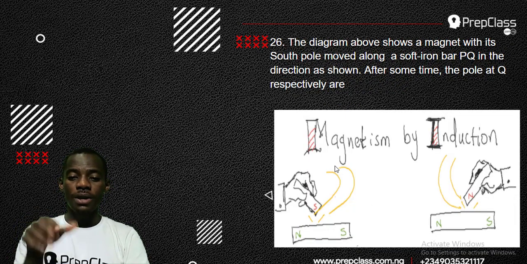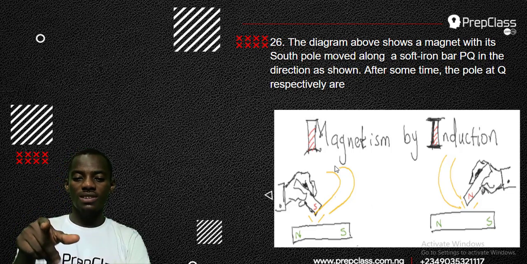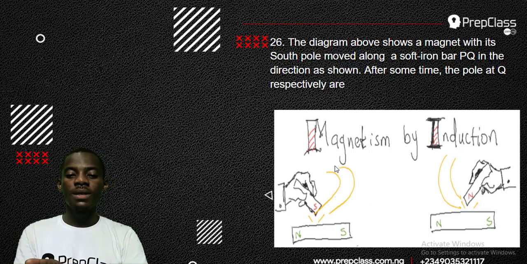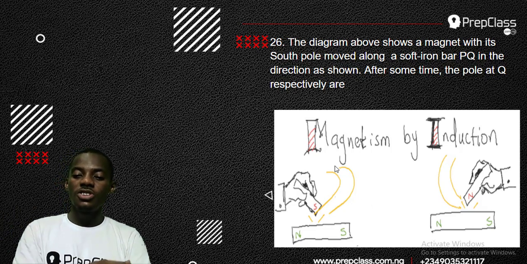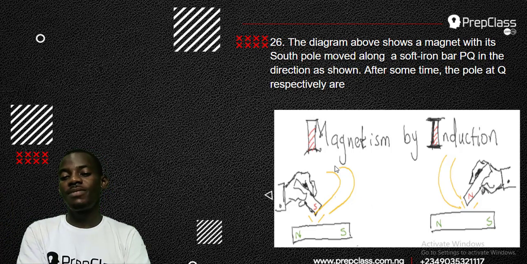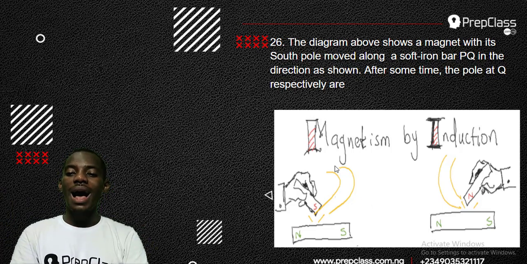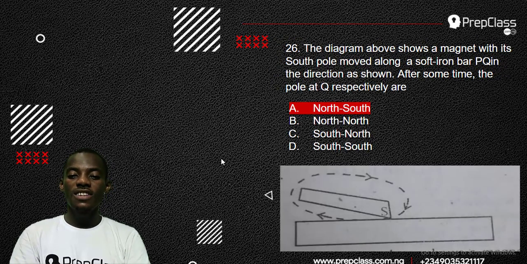Now this is the diagram. South moving in will produce north, and it will produce south in the opposite direction. Then if it is north moving in, it will produce south in that direction and produce north in the opposite direction. So the poles at P and Q respectively are going to be what? It's going to be north, south.